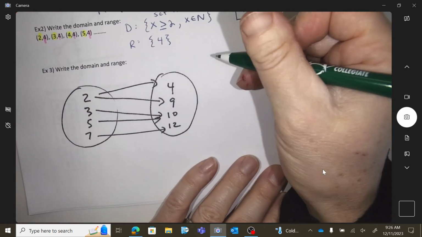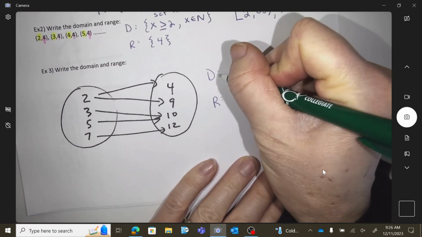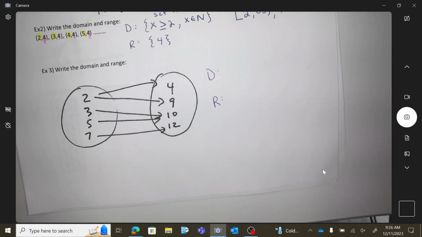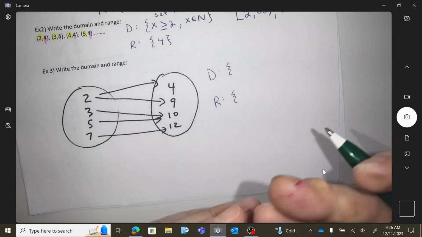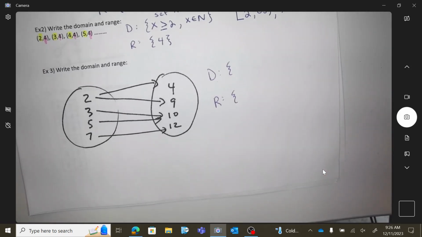Okay, number 3. Can you write it? It's exactly your number 1 example. Look at your number 1 example. You're doing the exact same thing. You're just listing with squiggly brackets. There's a few items to list, and then that's it. So can you tell me what's in your domain and then what's in your range?